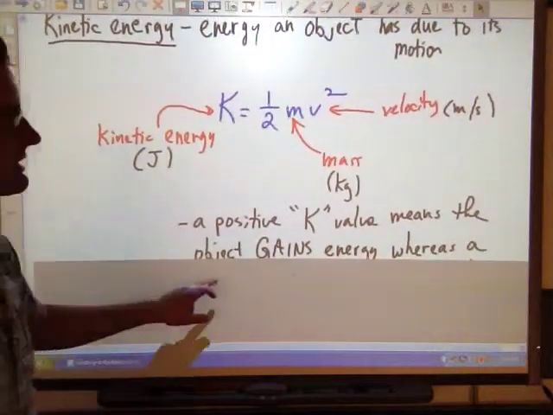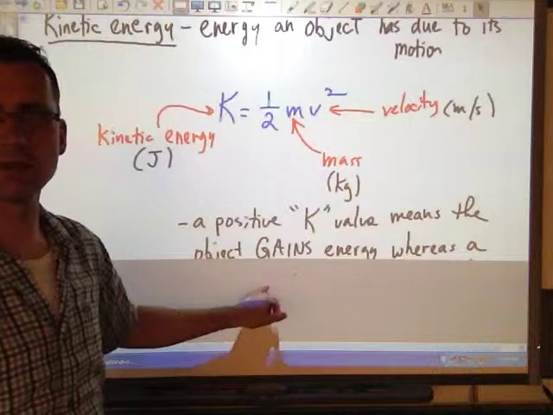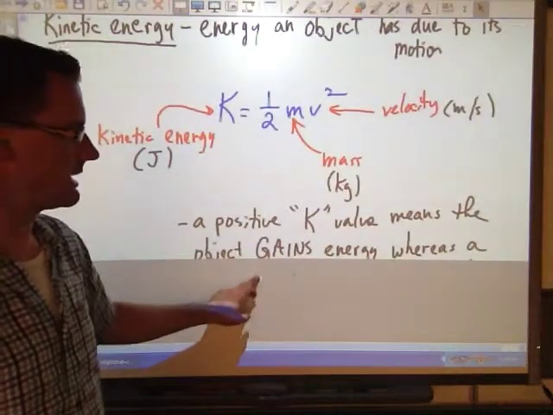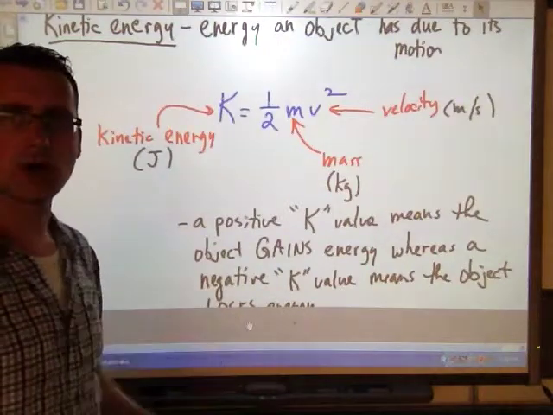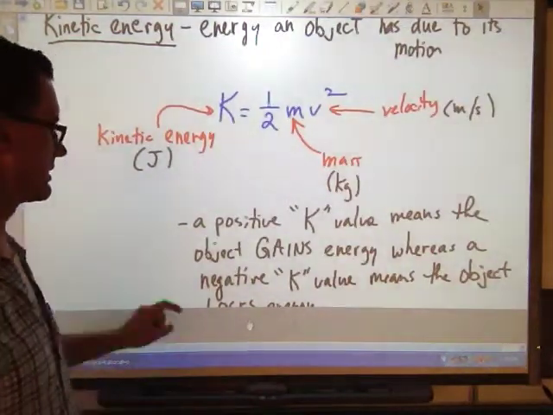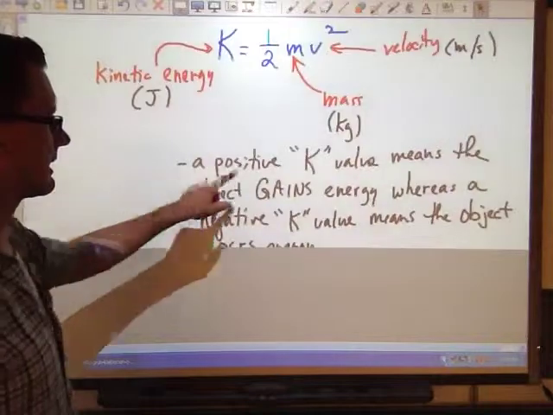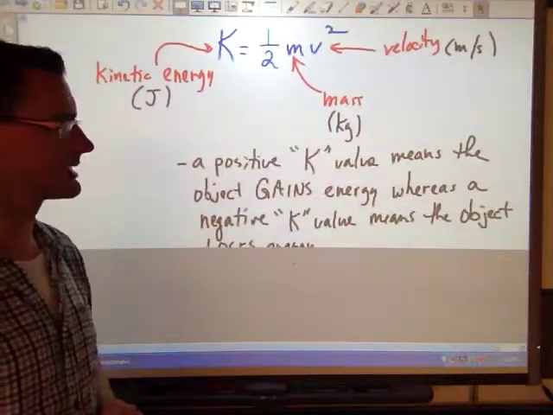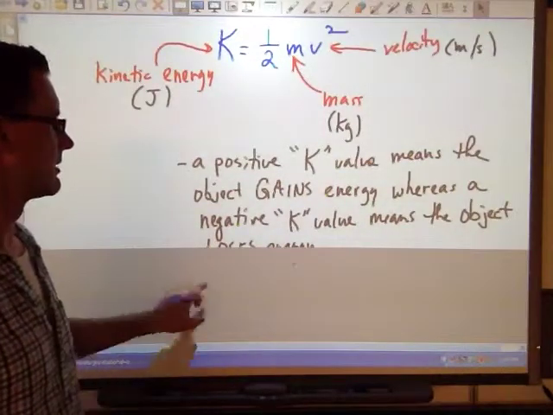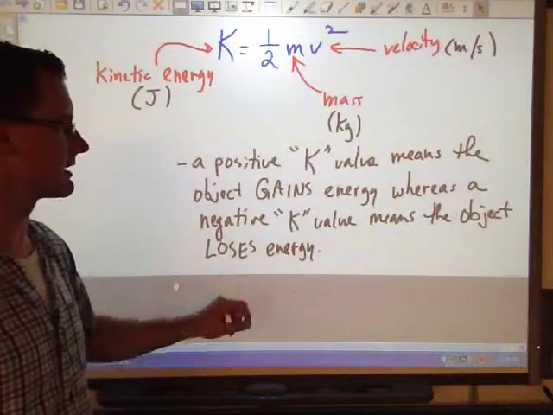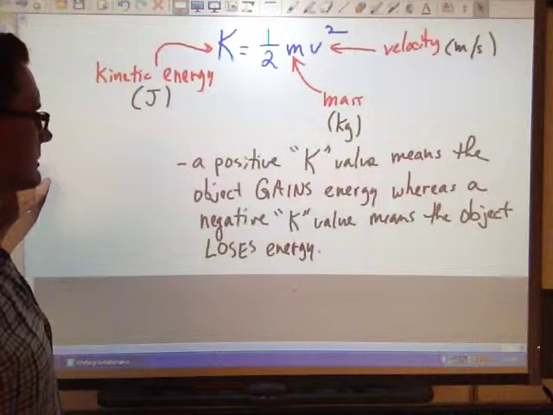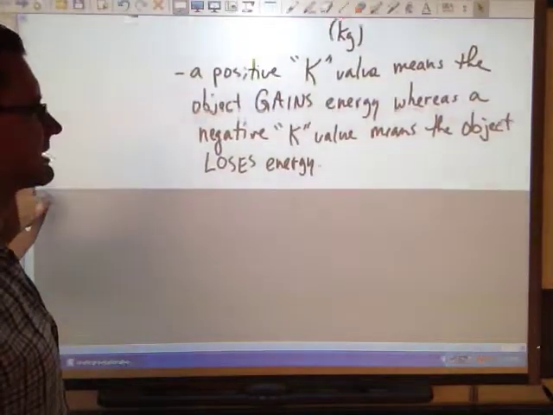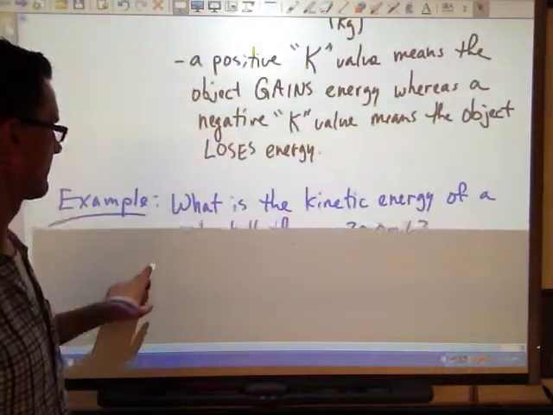And energy, once again, just like work in terms of joules, is a scalar quantity. It is not a vector quantity. It's not direction dependent, but we do get positive and negative values for energy. A positive kinetic energy value means that the object gains energy, whereas a negative K value means that an object loses energy. So in terms of positive, negative, that's what that means, not direction.